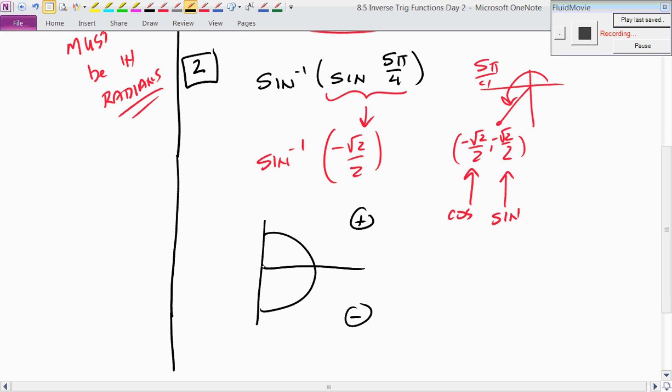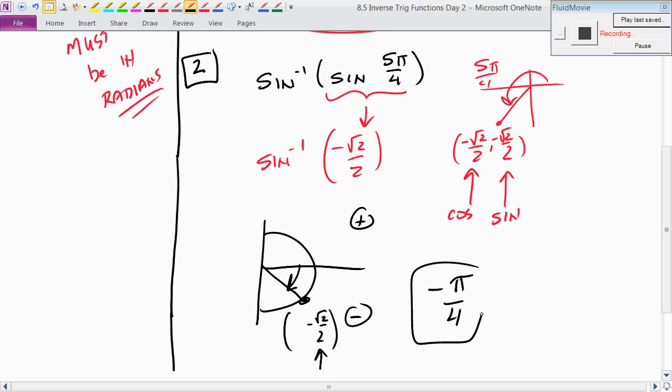We're in 4. So what we're looking for is somewhere on the unit circle where the second part, the sine, is negative rad 2 over 2. And what angle do I have to be at? A 45-degree angle. But I have to put it in terms of my domain, so this has to be negative pi over 4. Therefore, the inverse sine of the sine of 5 pi over 4 is negative pi over 4.